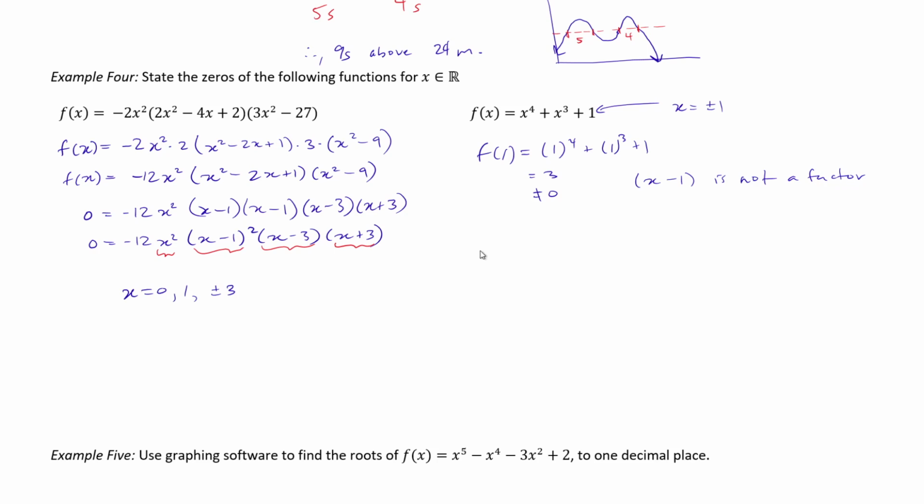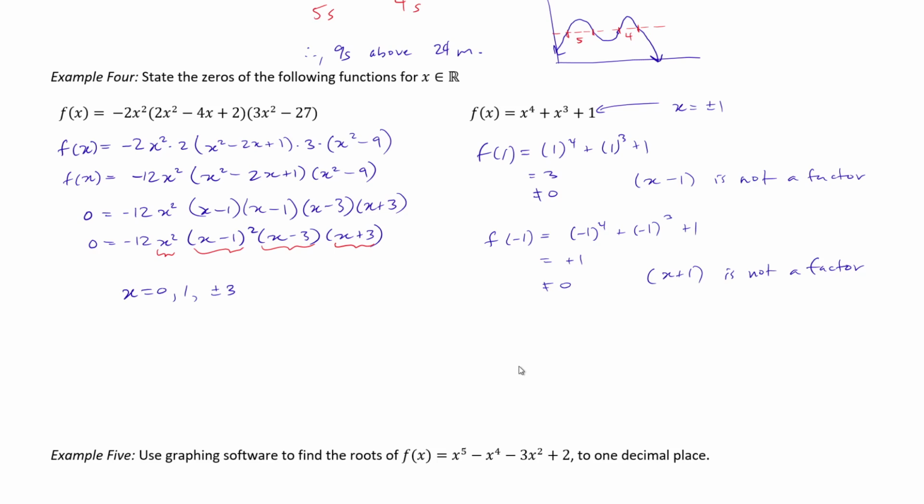Okay, and then over here we take a look at, well, let's try negative 1. That's negative 1 to the power of 4 plus negative 1 to the power of 3 plus 1, and we can see from that that it is not going to be equal to 0. That's going to be equal to positive 1, and so that's not equal to 0. So that means that x plus 1 is not a factor. So we can't factor this using factor theorem.